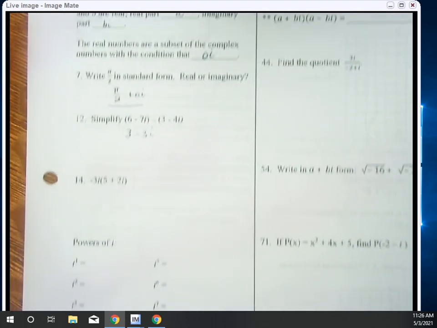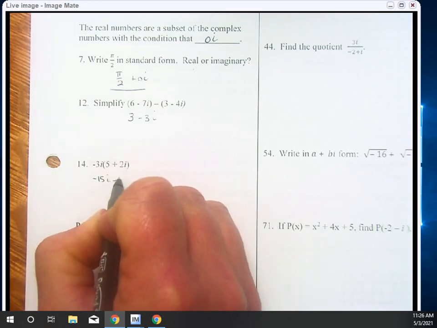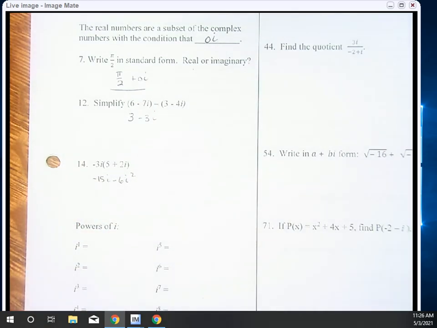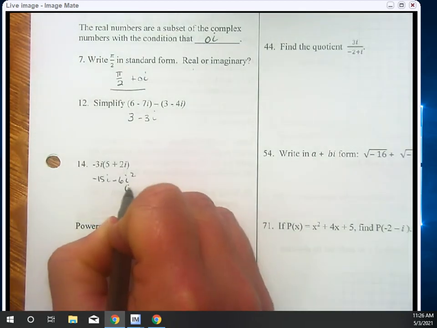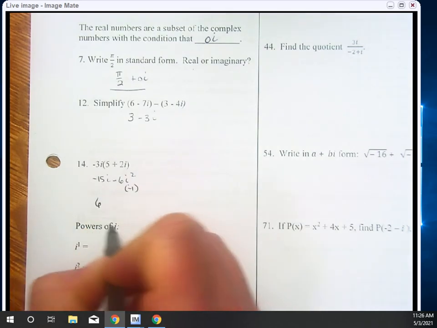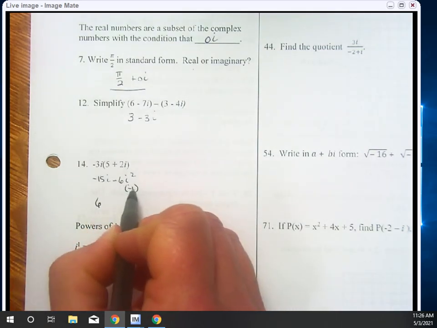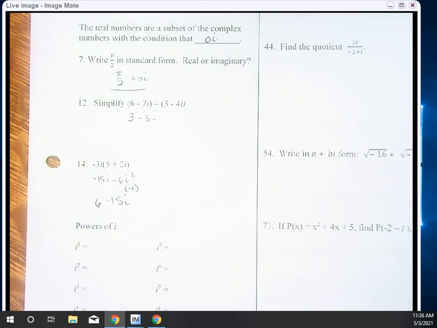When you are distributing, you just distribute like you normally would until you get down to the i squared. And i squared is defined as negative 1, so you're going to replace the i squared with negative 1. And then you're going to write it in standard form. A negative times a negative is a positive, so 6 minus 15i.